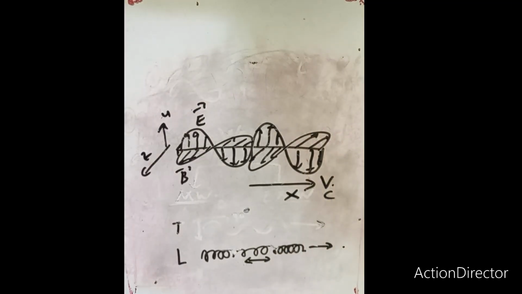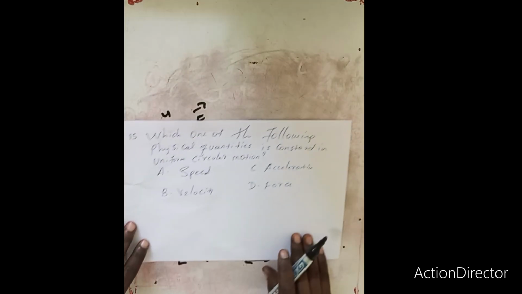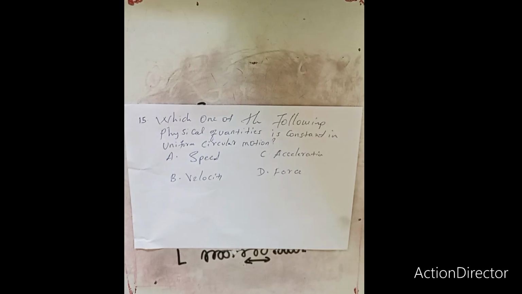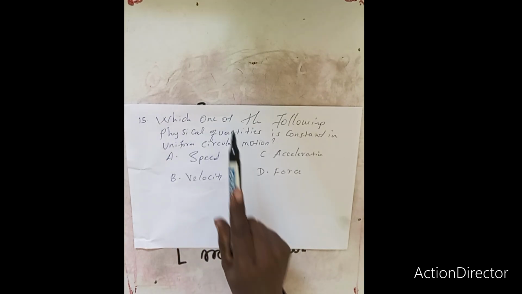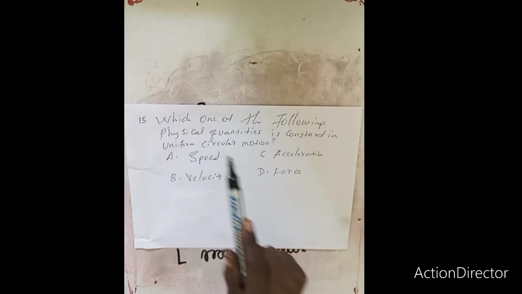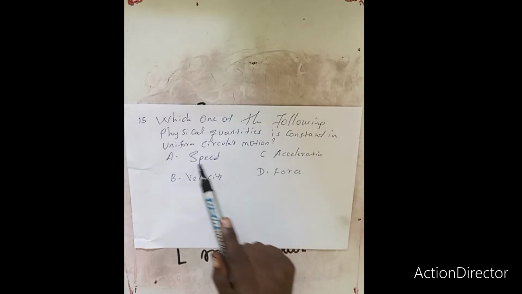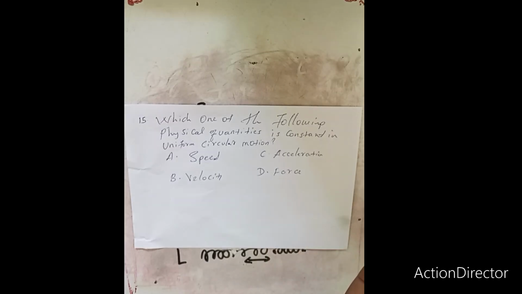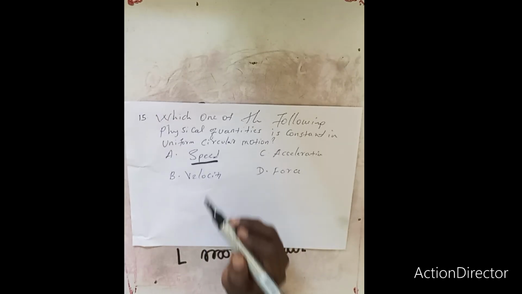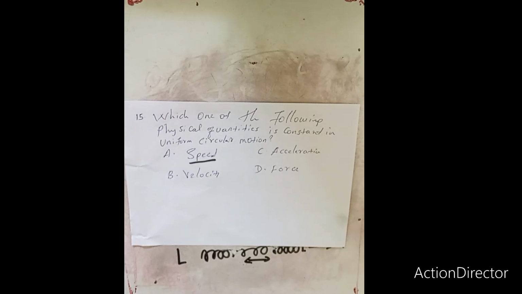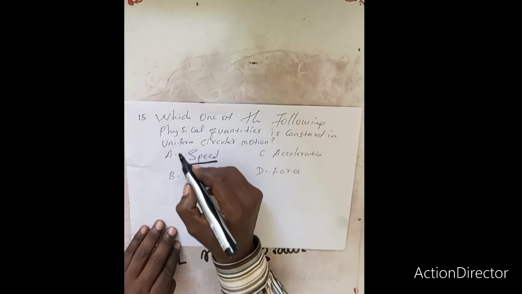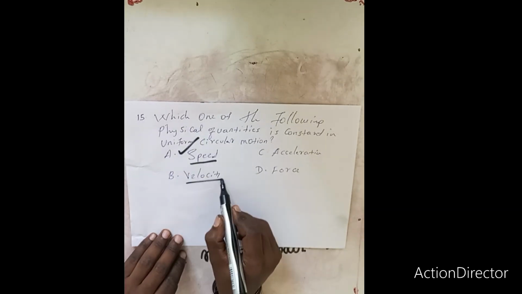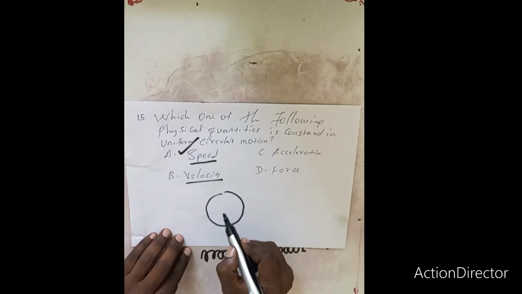Okay. Question number 50 says, which one of the following physical quantities is constant in uniform circular motion? That's clear. Speed is constant in uniform circular motion. And B, let's see B. Velocity is not constant because there is a change in direction.